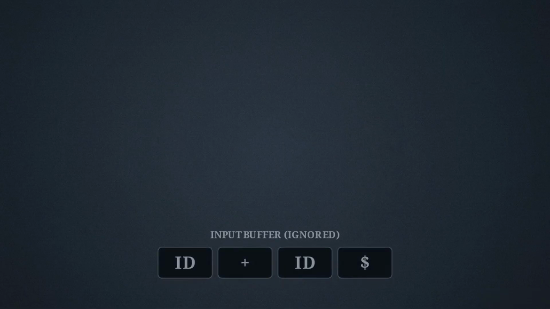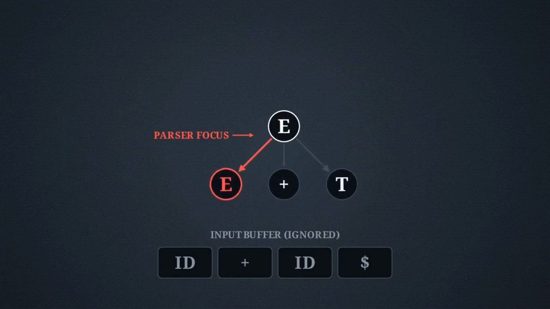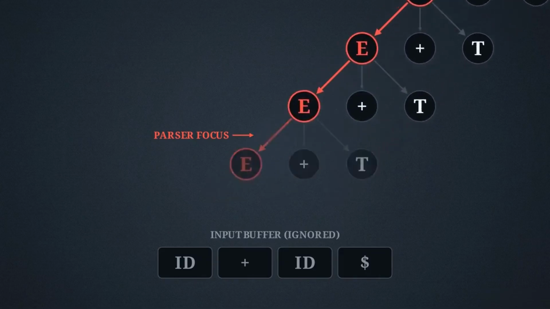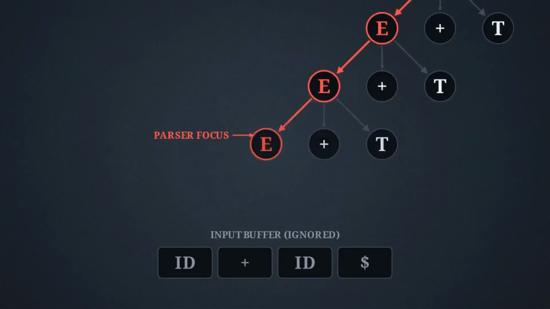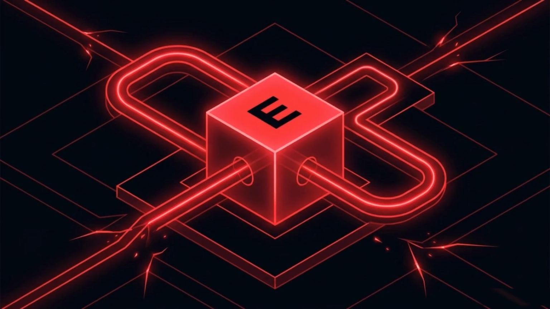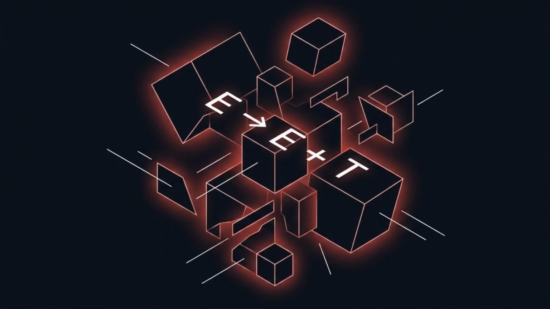But this downward flow introduces a serious flaw. If a rule references itself, like defining E as E plus T, the parser blindly generates E's forever. It is caught in an infinite loop before seeing raw data. Because it constantly tries to generate the structure before seeing the input, the system is fragile. It breaks against the very grammar rules it was designed to evaluate.